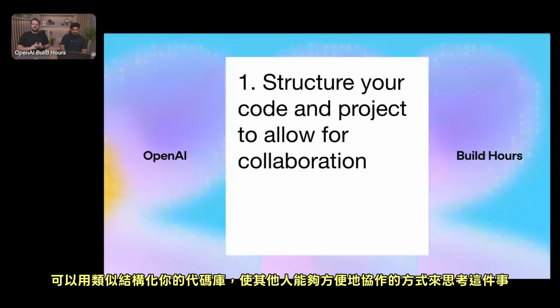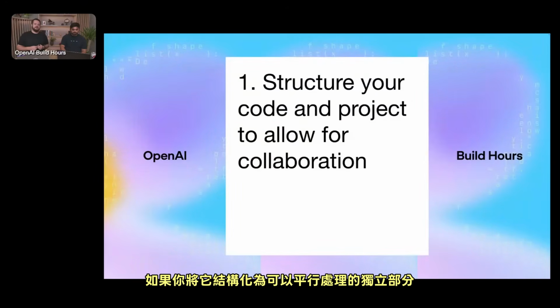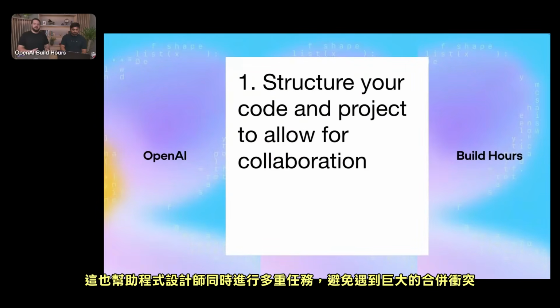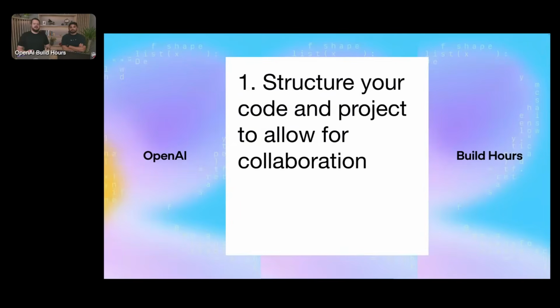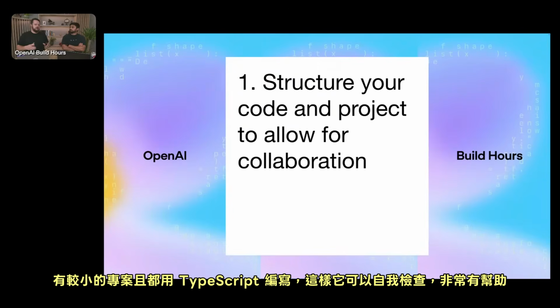Think about it the same way that you might structure your repository to be helpful for other humans to collaborate on it. If you're structuring it to have individual parts that can be worked on in parallel, it also helps Codex to work on multiple tasks at the same time without you running into giant merge conflicts. For example, in TypeScript, having smaller projects that are all written in TypeScript so it can check itself can be incredibly helpful.